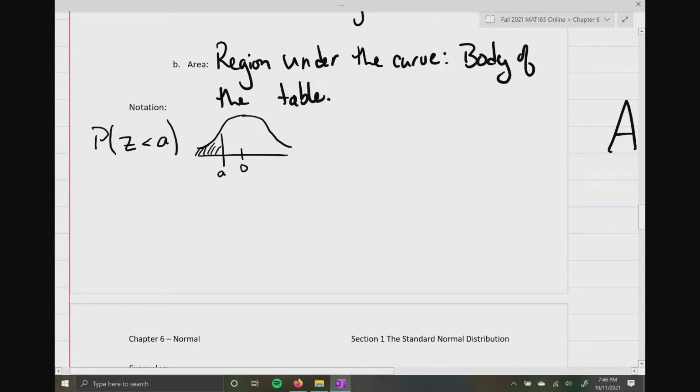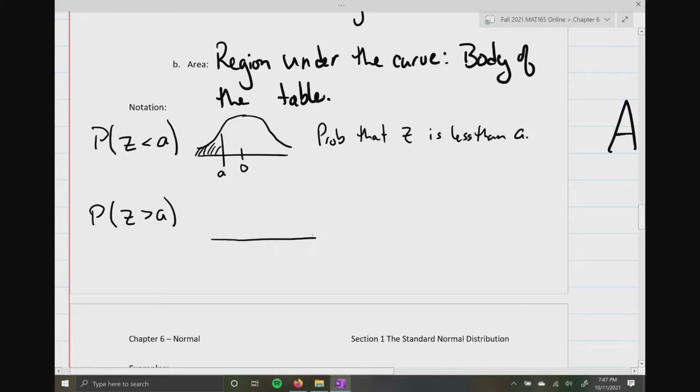So it looks like this. And the way that we read this is the probability that Z is less than A. So if you can have the probability that Z is less than A, you can also have the probability that Z is greater than A. So if Z is greater than A, now watch the picture that I draw, because you got to be careful. I'm going to use the same exact standard curve.